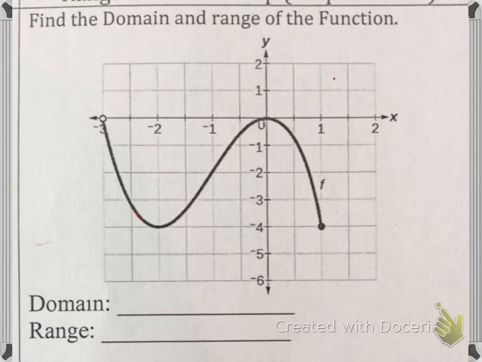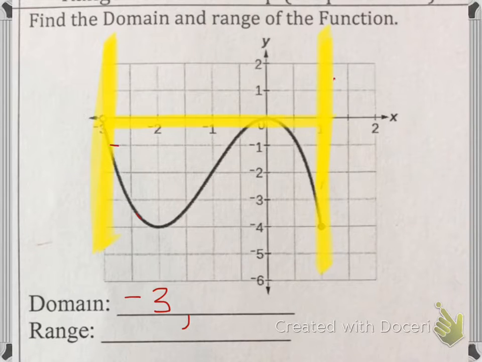So what I need to do is I need to look at the domain, which is how far left and how far right my graph goes. So let's look left. How far to the left does this graph go? Well, the graph, it goes to here and it goes to here. So only in between those two spots does my graph go. So how far left does it go? It goes to -3. How far right does it go? It goes to 1. And remember on this, we're looking at the x-axis because domain is x.